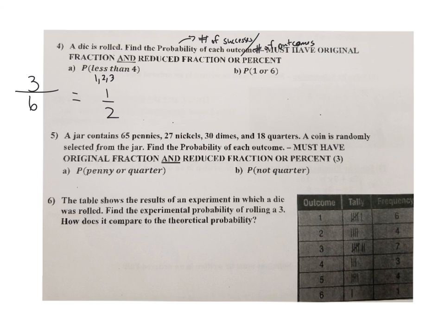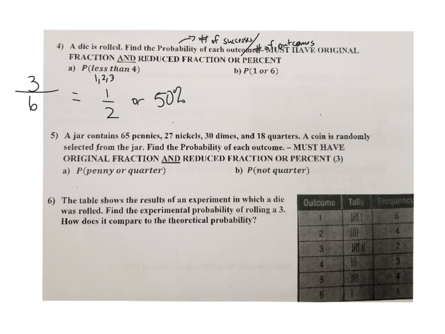So remember, when you do this, you must have your original fraction and reduced fraction or percent. So I have my original fraction, here's my reduced fraction, or that's 50%. Because probability is always going to be a percent between 0 and 1. Like if you got 1 over 2 on a quiz, it'd be 50%.